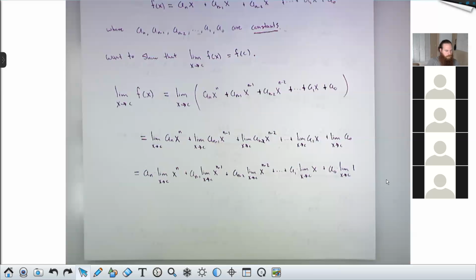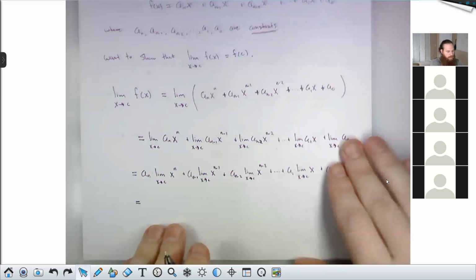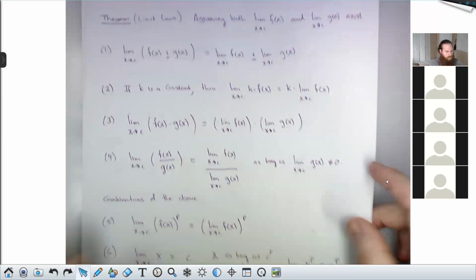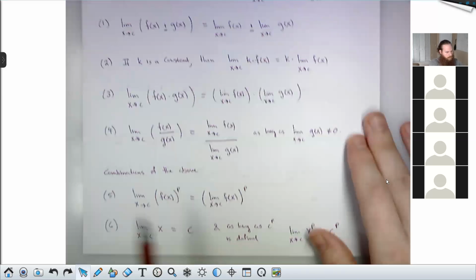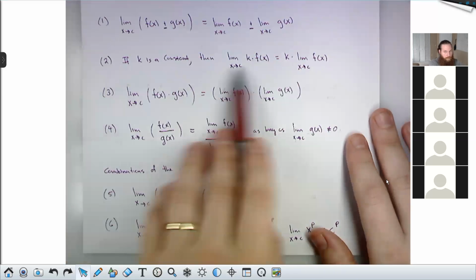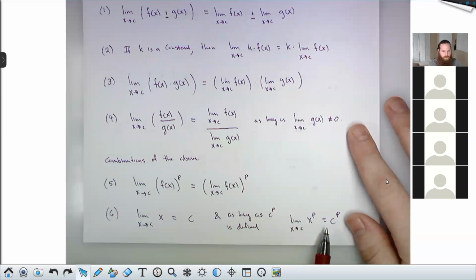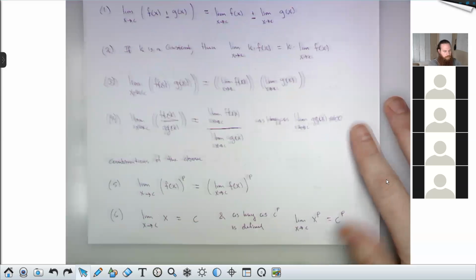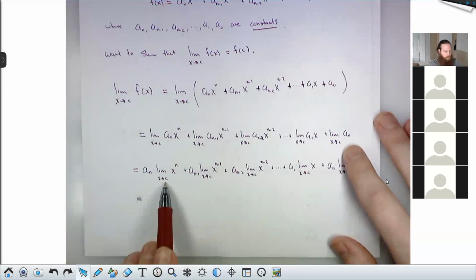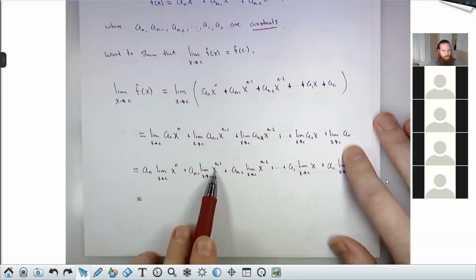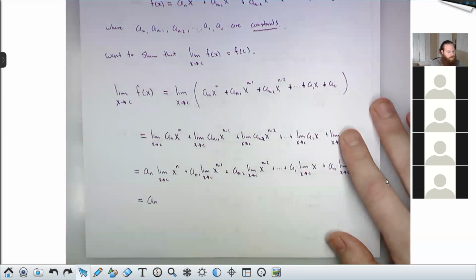Okay, good. Now, the last big step here, I'll refer back to these. We use this to split up over addition. We used this to pop out the constants. Now I'm going to use this, because in each one of these little limits, I have a limit of a power, a limit of a power, a limit of a power. So this a_n comes along for the ride.